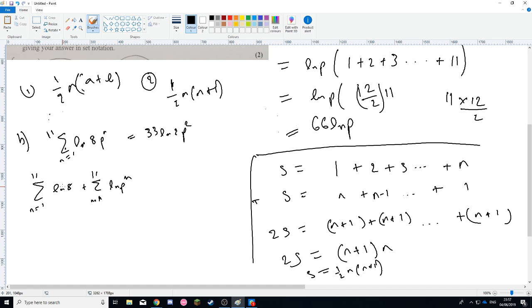So when you keep on going from n equals 1 to 11, when you say, for example, n equals 2, you're adding ln of 8. When you say n equals 4, you're adding ln 8. So what you're doing, in fact, is adding ln of 8, 11 times. 11 times ln of 8, plus here we have 66 ln p from part 1. Now I have to combine these. I have to show that this is equal to that.